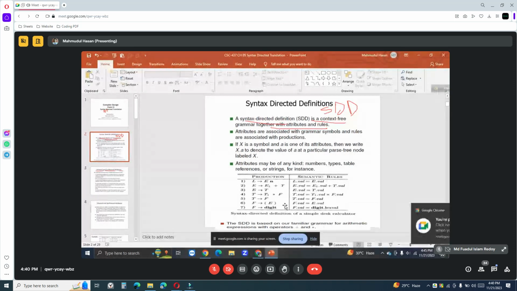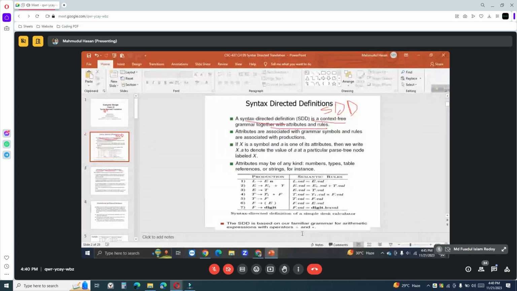Okay. So the concept of synthesized attribute and inherited attribute is very important. Try to understand that concept clearly. If there is any question, please ask.